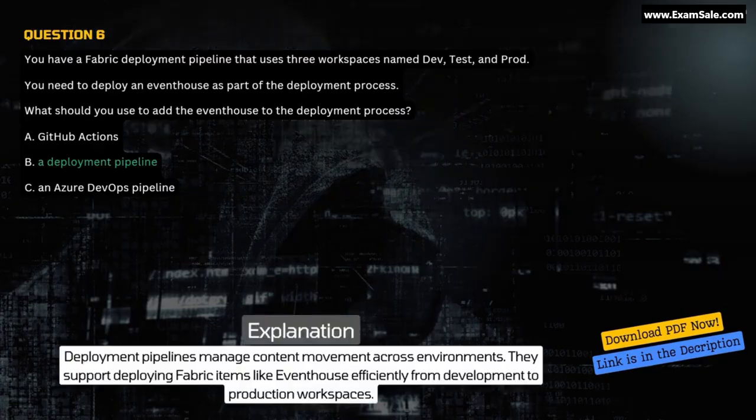Explanation: Deployment pipelines manage content movement across environments. They support deploying Fabric items like Event House efficiently from development to production workspaces.